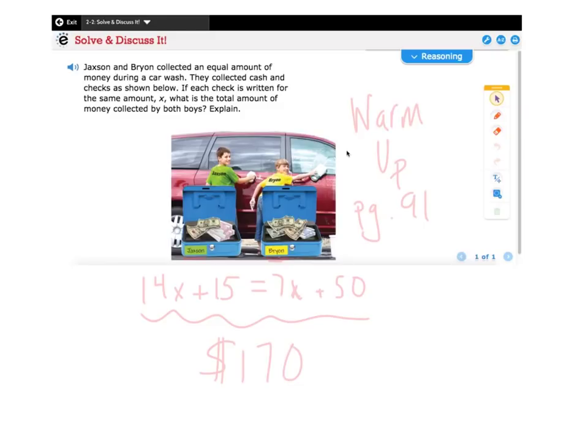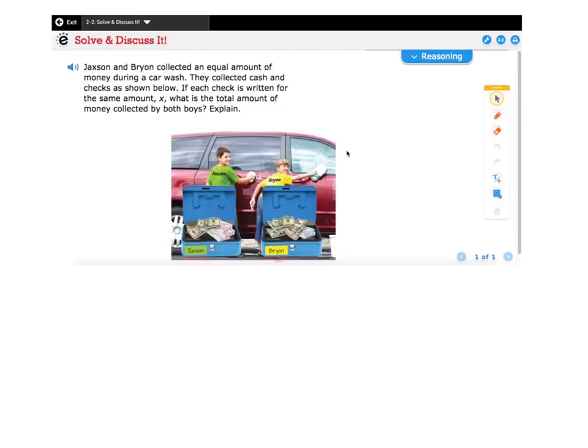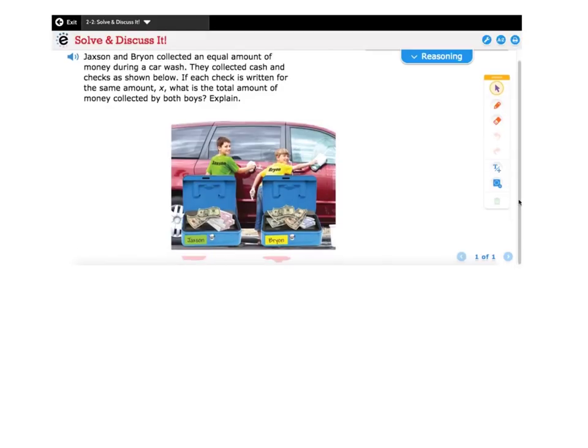Again, today is all about, can I solve equations that look like this? We have the same variable on both sides. So let's get going with today's lesson. Let's take a look at example 1. Go ahead and flip to the next page. We're going to be on page 92, and let's take a listen.